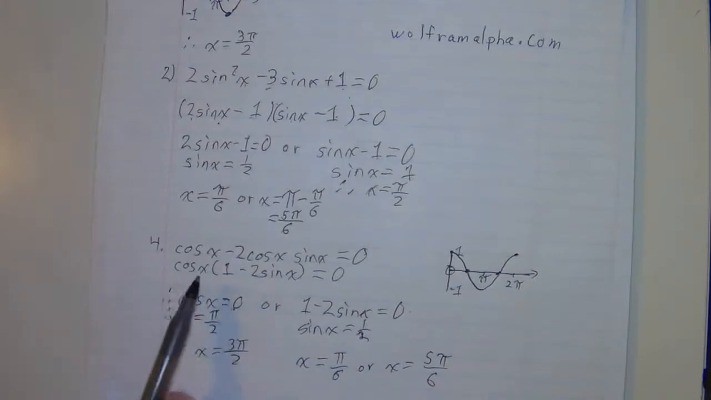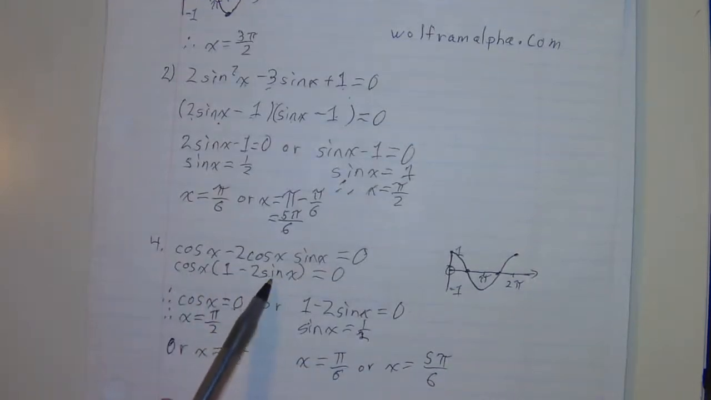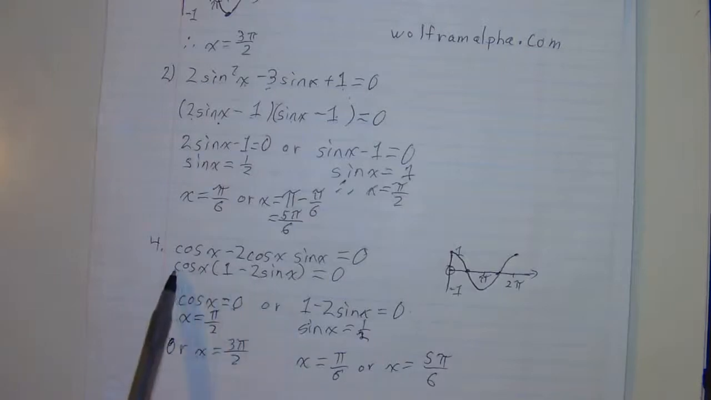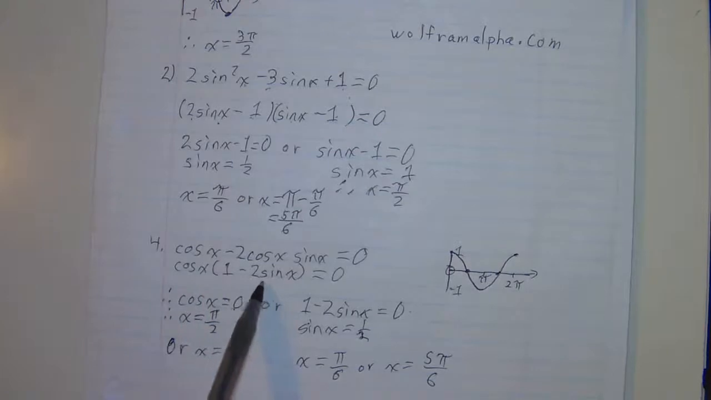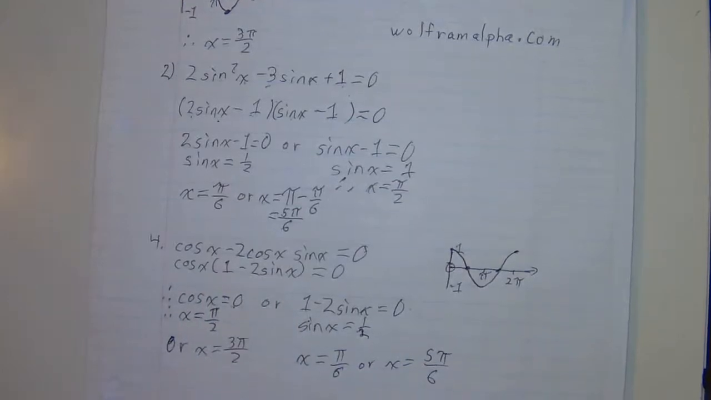So the reason I wanted to show this one is it's okay if you have different ratios in the equation, as long as when you factor them, each factor only has a single ratio in it, we can just follow this exact same process.